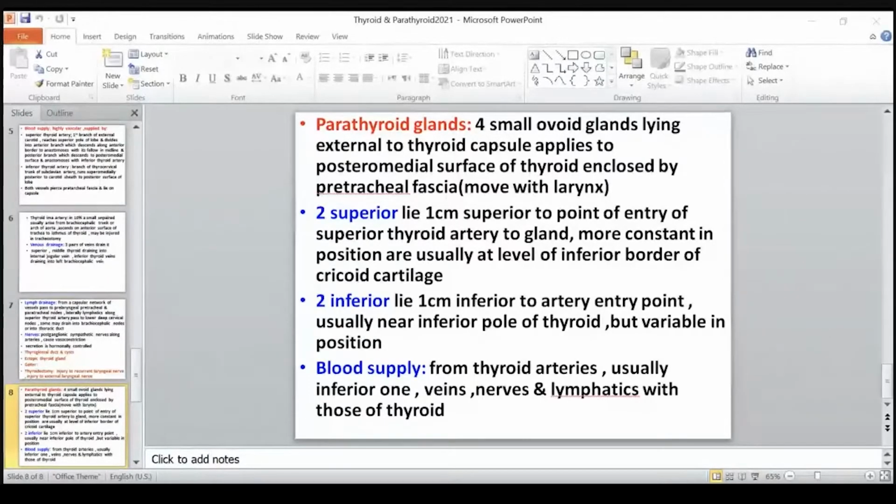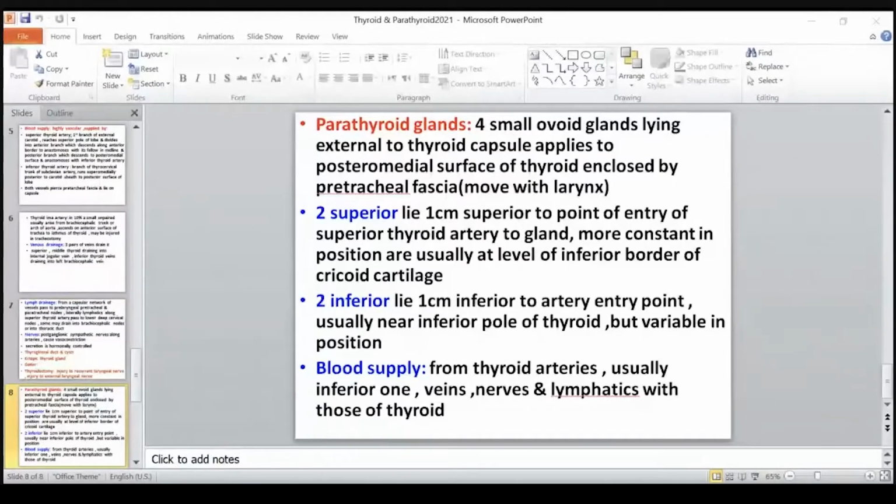Now the parathyroid glands are very small. We have two pairs of parathyroid glands. So we have 4 parathyroid glands, but we have only 1 thyroid gland. We have 4 parathyroids, but 1 thyroid. The 4 parathyroids are very small ovoid glands.